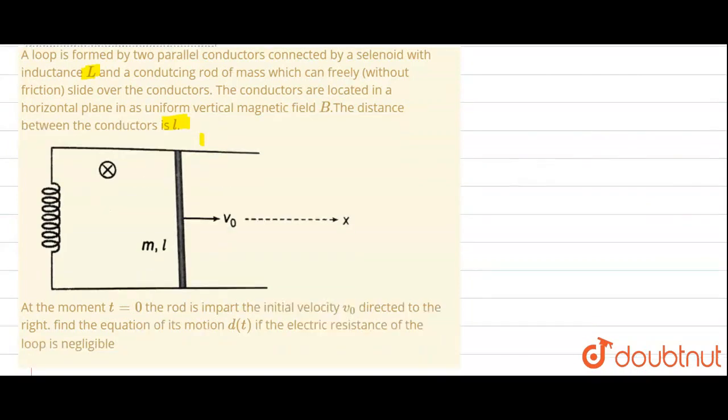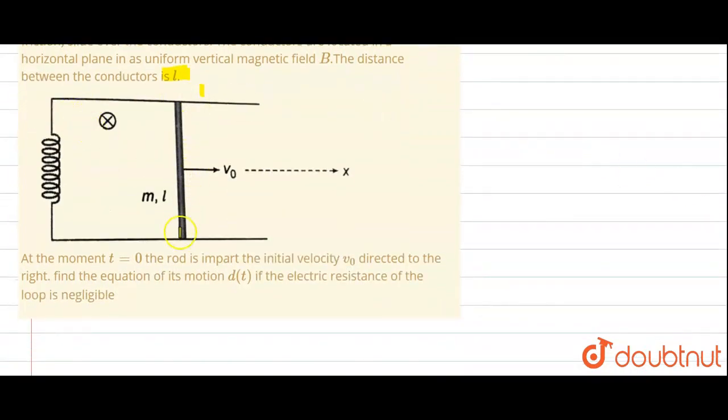At t equal to 0, the rod is imparted with the initial velocity v0 directed to the right. Find out the equation of motion at any time t.